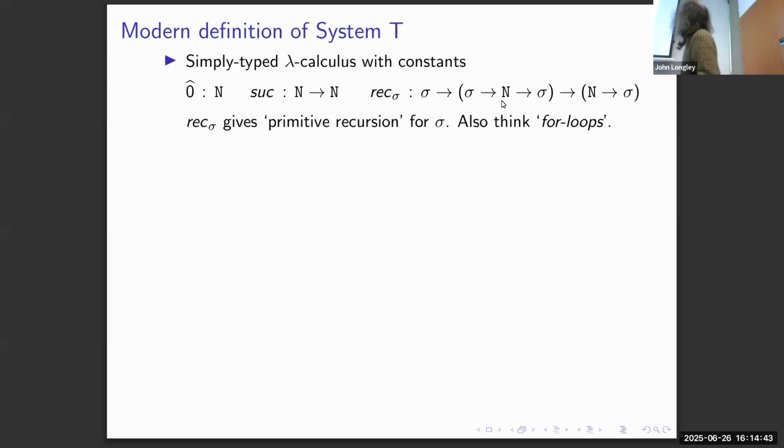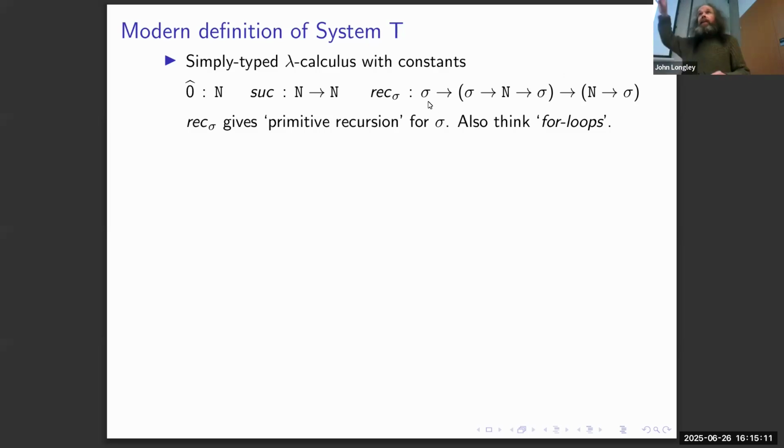If sigma is itself the natural numbers, we get usual primitive recursion. We have the general list. So another possibly helpful intuition is to think, broadly speaking, of System T as a higher order language which embodies the power of something like for loops. So bounded iteration. You say in advance how many times you want to do this iteration.